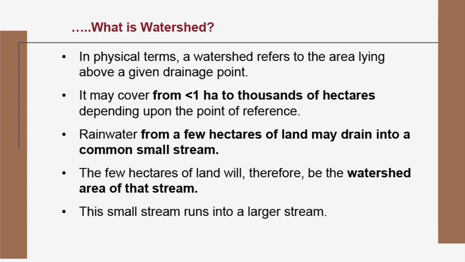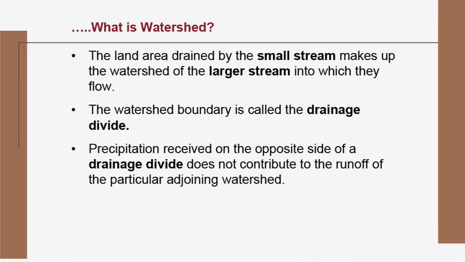In physical terms, a watershed refers to the area lying above a given drainage point. It may cover from less than 1 hectare to thousands of hectares, depending upon the point of reference. Rainwater from a few hectares of land may drain into a common small stream. The few hectares of land will therefore be the watershed area of that stream. The small stream runs into a larger stream. The land area drained by a small stream makes up the watershed of the larger stream into which they flow.